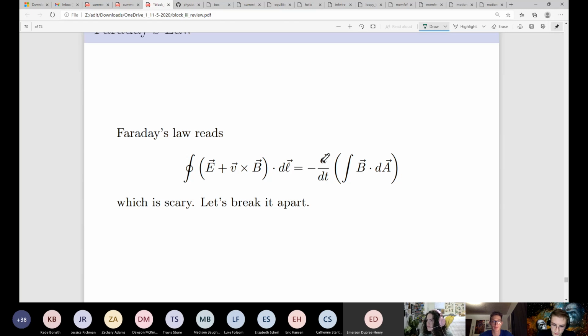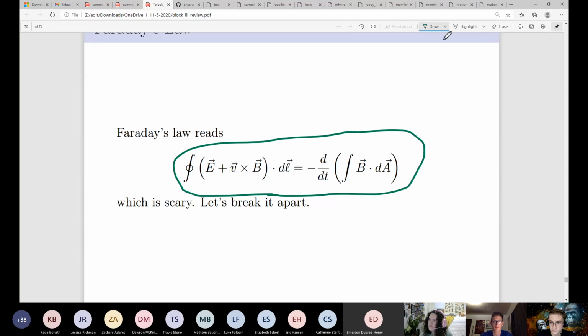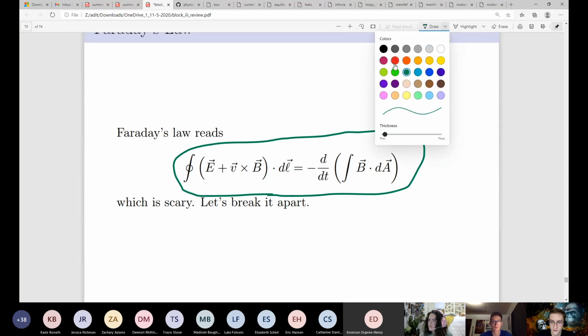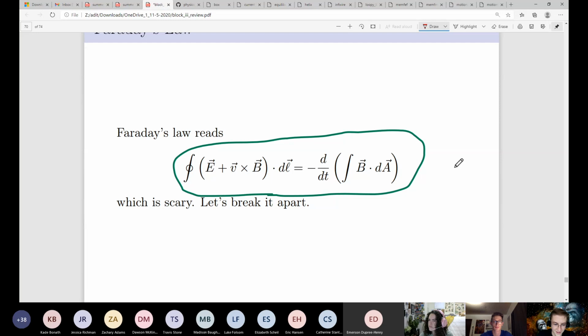Faraday's law, as it appears in its integral form on the equation sheet, is kind of scary. Definitely when I took Phys 2, I saw that and it definitely made me nervous to look at it, because it's crazy integrals both on the left and the right, and then there are derivatives in there. So let's break it apart.